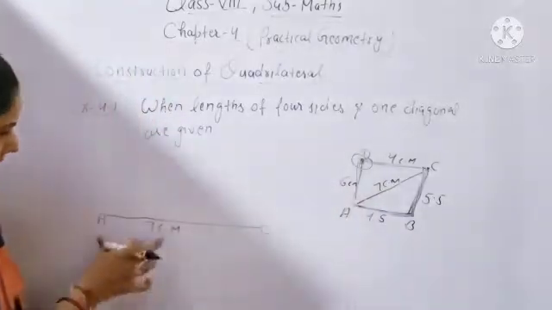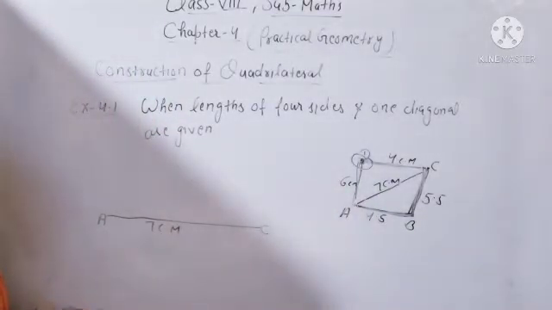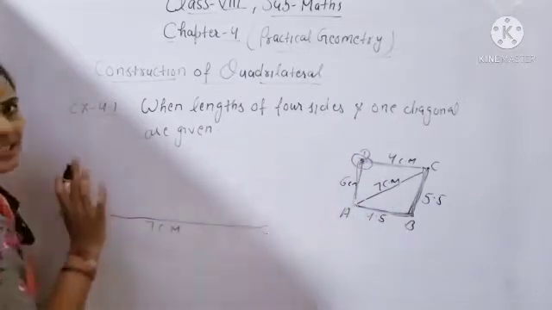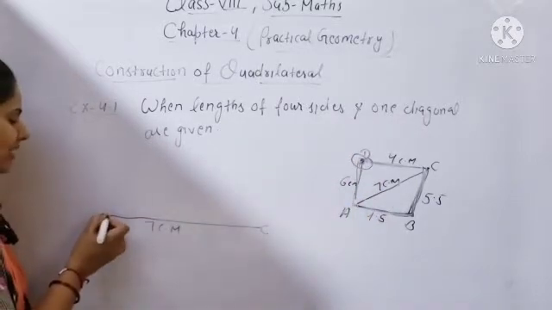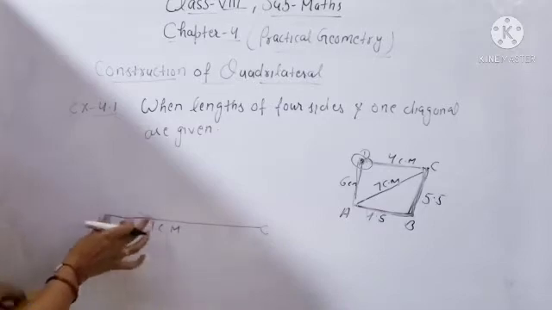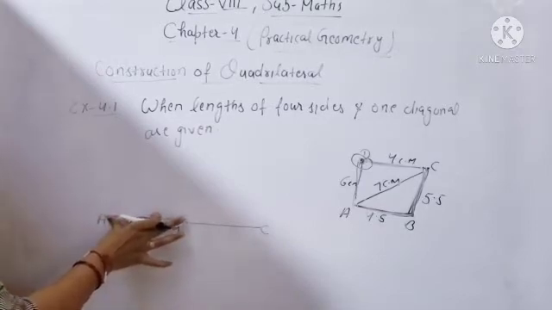First you have drawn AC. This is 7 centimeter. Now you will draw the line AD. So AD is 6 centimeter. So what will you do, beta? You will take a compass and put it at point A, and first with the help of the ruler you will open your compass 6 centimeter.